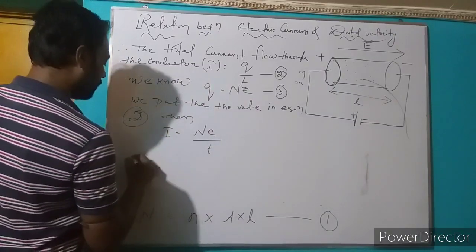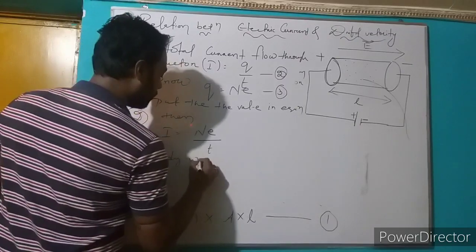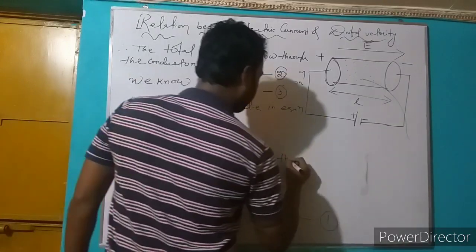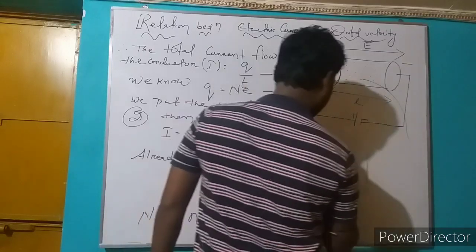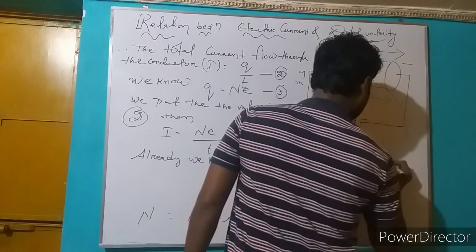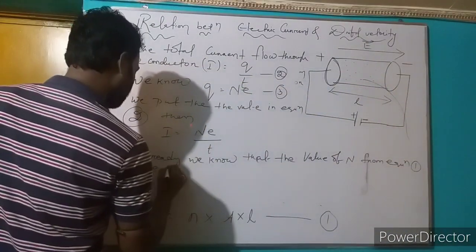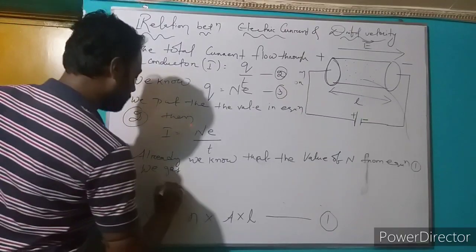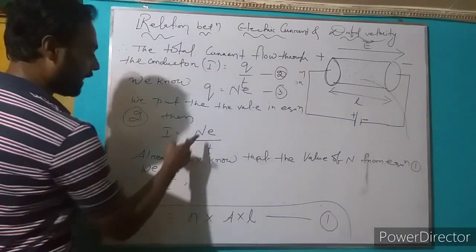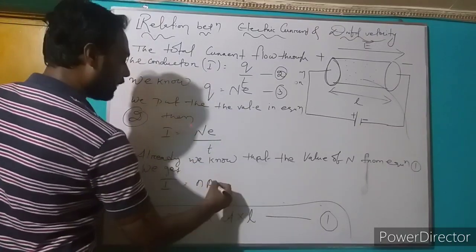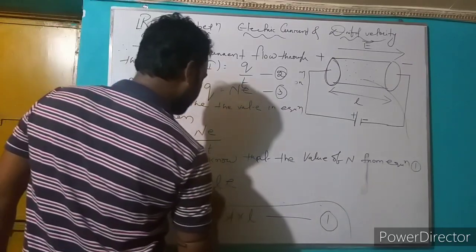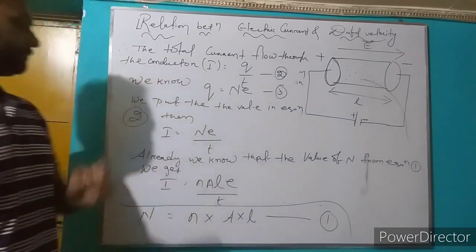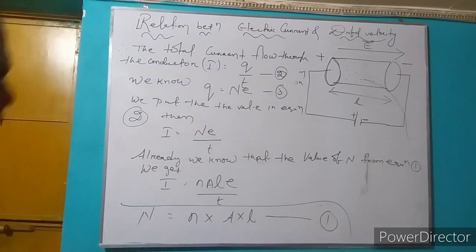So we already know the value of N from equation 1. Then I equals what? N means small n into A into L, so I equals n A L E by T. Is it clear? Okay, I equals n A L E by T. Clear?